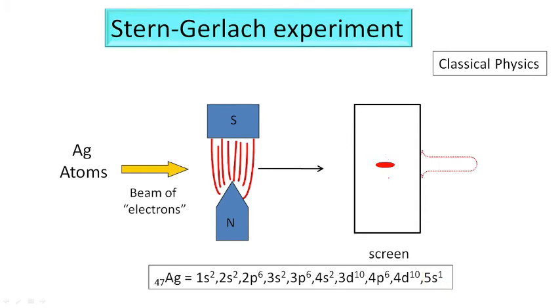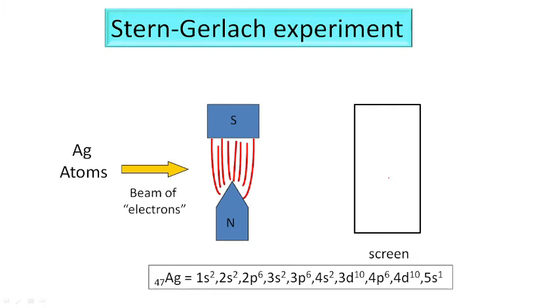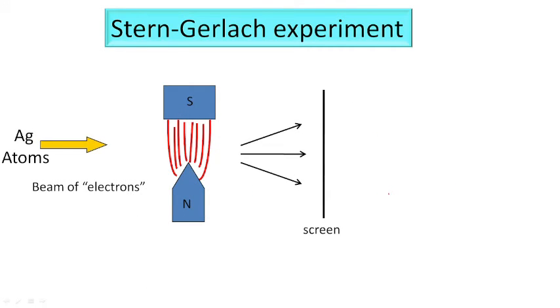But in actual observation, we are not getting a spot that is not deflected. We are also not getting a vertically deflected line of silver atoms. However, we are getting two different spots for the deposition of atoms, and they are shifted from the central line, one upward and one downward. This was very surprising, and the explanation given for this I am going to show you here.